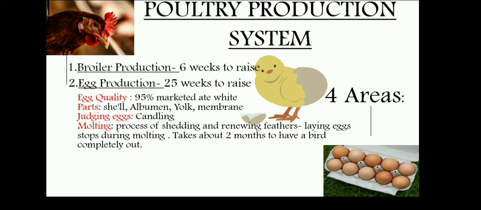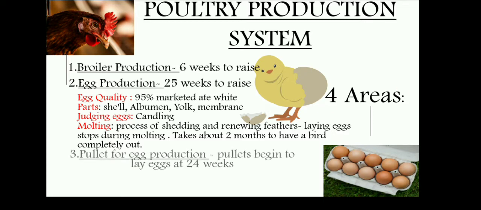So, molting is a process of shedding or renewing feathers. Laying eggs stops during molting. It takes about 2 months to have a bird completely molted. Molting is renewing, like the bird gets its new feathers back, the old ones fall off, and it grows new feathers. Something like that, in 2 months to have a bird completely molted.